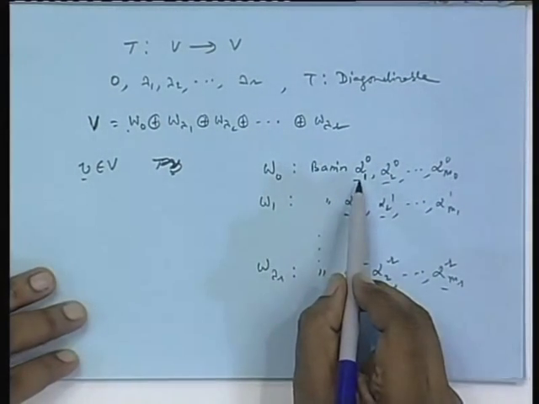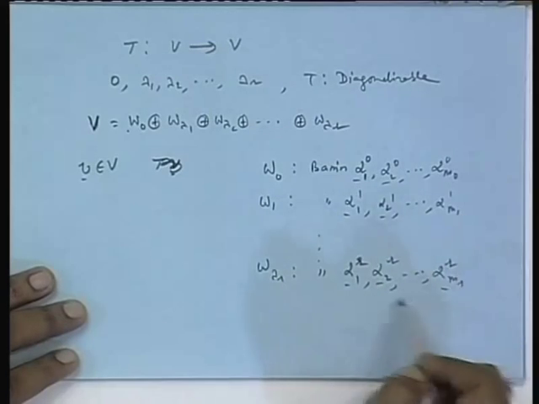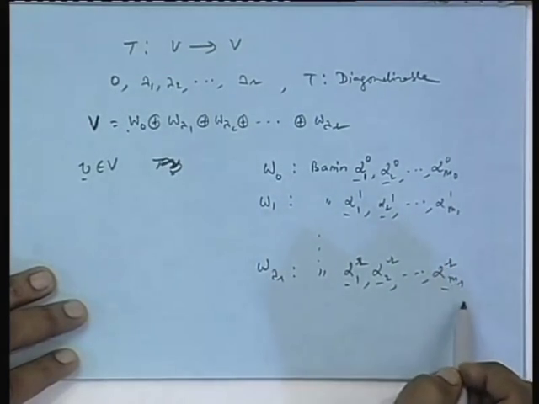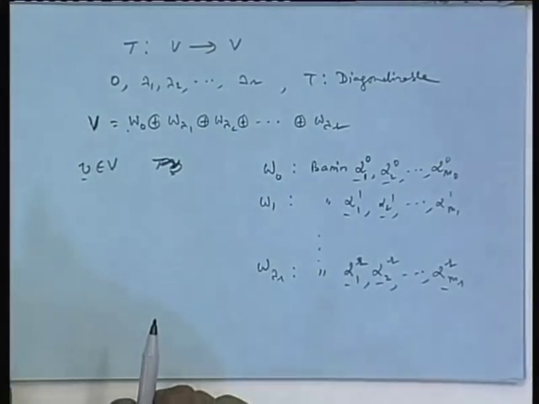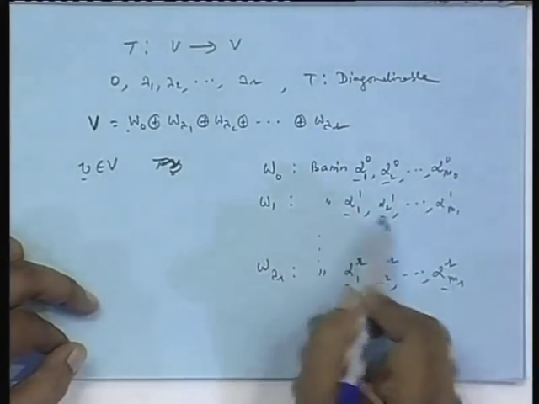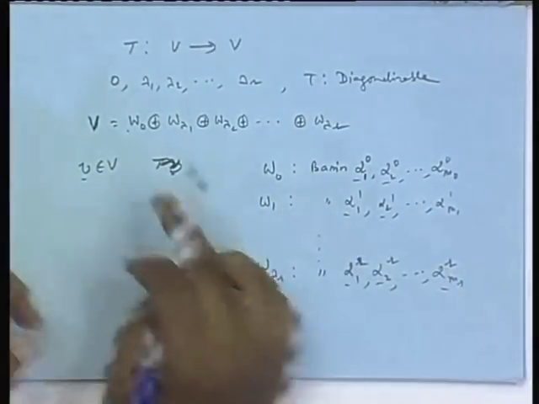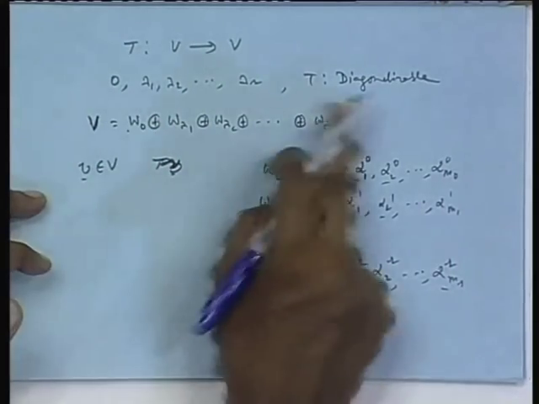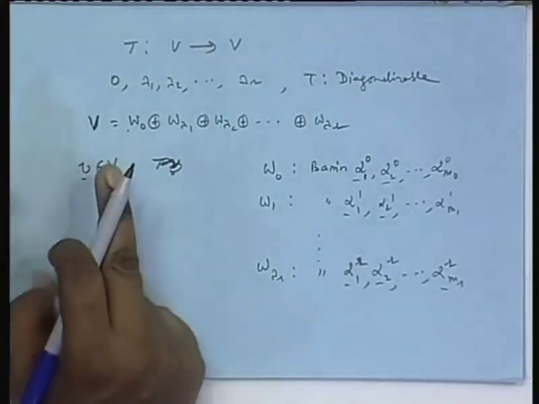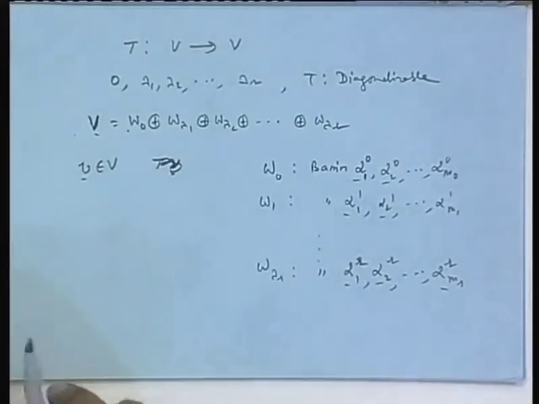Okay. Obviously, you have got m_0 elements here, m_1, and m_r. So m_0 plus m_1 plus ... plus m_r should be equal to the dimension of V, because if you append all these bases, they form a basis for V. That you have seen, because the operator is diagonalizable, and therefore you have this direct sum decomposition of V.